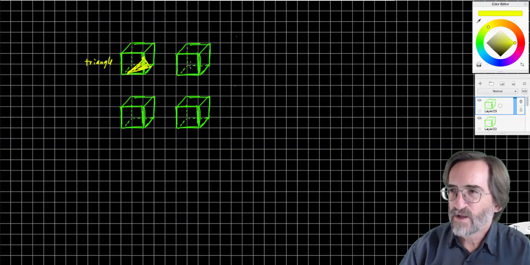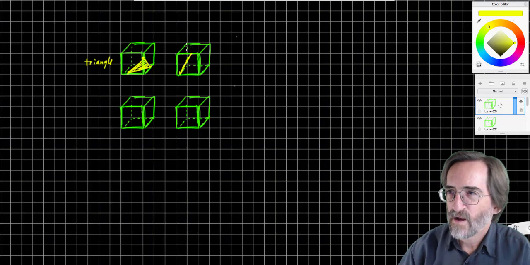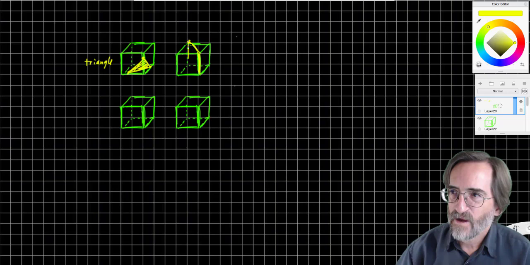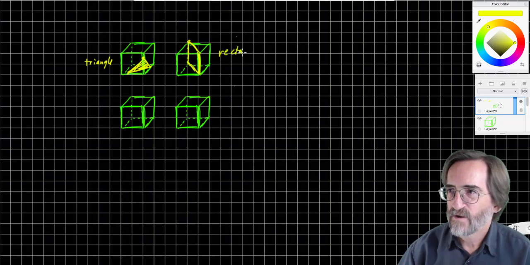Let's do this here. If I slice it diagonally, like this, that creates a rectangle. Rectangular face.